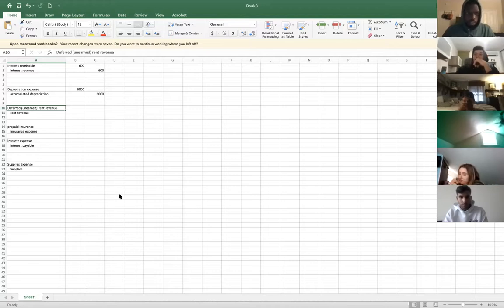Have I earned that rent yet? Have I earned 6 months of rent yet the day they paid me? No, because that time hasn't passed. So on November 1st, they debited cash for $6,000, and it tells you that they credited the unearned rent revenue for $6,000.